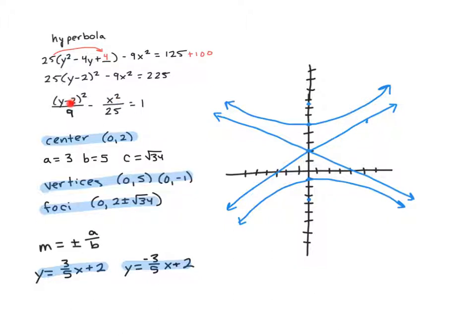Our center is at (0, 2), and from there we can go up 3 to get a vertex and down 3 to get a vertex. Also from our center we can go up root 34 and down root 34, so here's where our two foci are. Since rise over run in this case is going to be a over b, I know that the slope of our asymptotes is going to be 3 over 5, and conveniently our center is also the y-intercept, so our y-intercept is 2. So these are the equations of your asymptotes. Our graph includes all of the crucial pieces of information, so we are good to go.